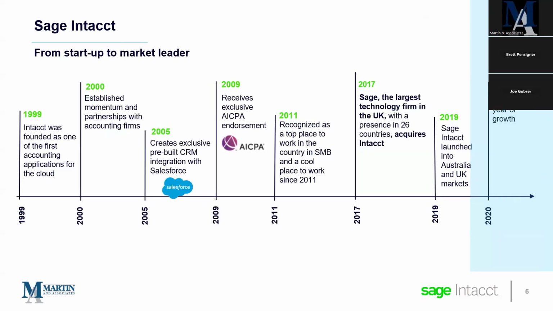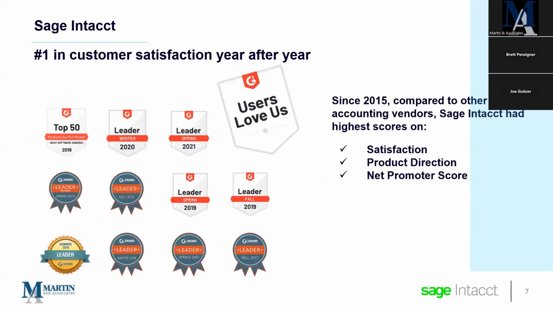Here's just a quick little timeline about Sage Intacct. The thing I like to point out is that Intacct was founded in 1999, and it was moving along. It got its AICPA endorsement in 2009. 2017 is when it went from Intacct to Sage Intacct, because that's when Sage purchased the product. From 2017 on, Sage has been putting a lot of their development efforts into Sage Intacct, and you've seen a lot of good things getting built into the product, and a lot of new features, really beefing up the product over the last 8 years or so that Sage has owned it. It's always ranked really high in customer satisfaction year after year.